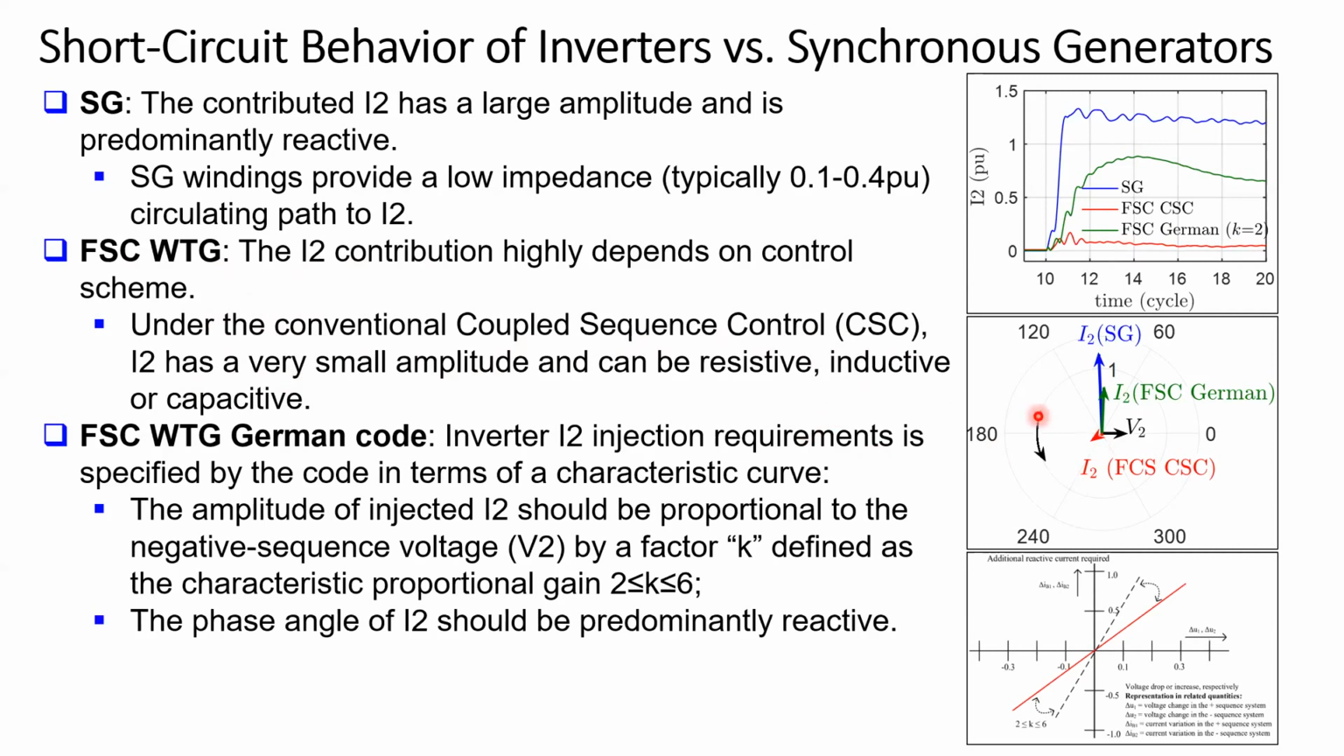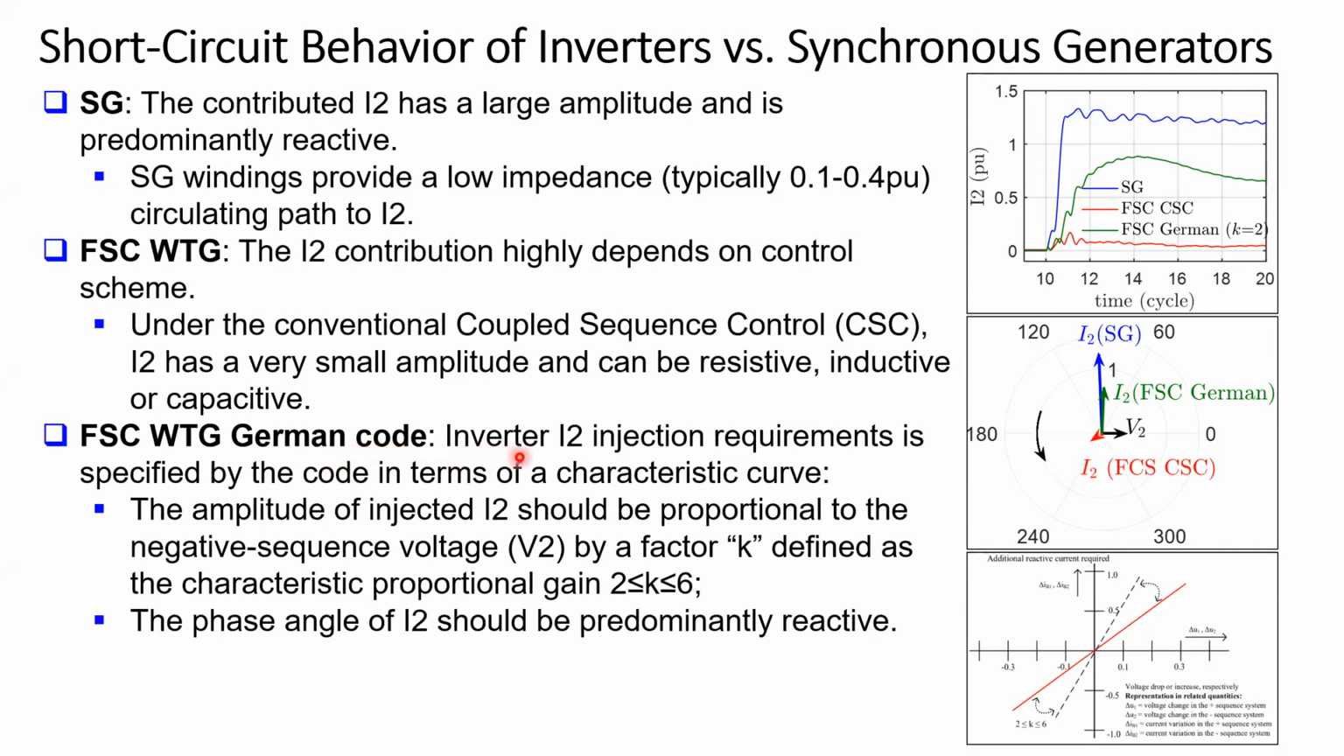And also the phase angle could be resistive, inductive, or capacitive, depending on the control parameters. So these two differences basically may lead to misoperation problems, and the German grid code is one of the potential solutions to address these misoperations.